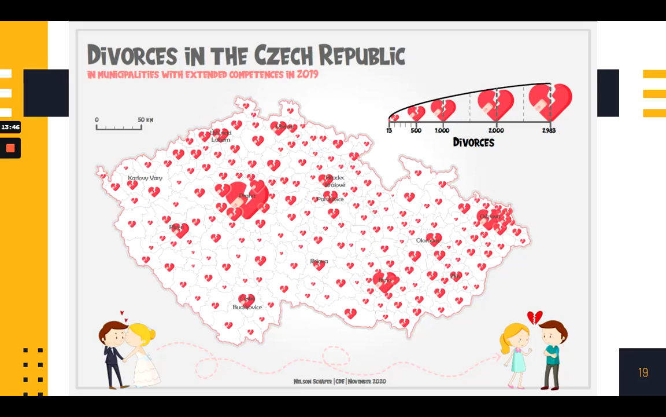I wanted to show you one that isn't a circle. Divorces in the Czech Republic. I don't really know why this would be important. I mean, after all, cities are going to have more than countries. But I just wanted to show you the map.